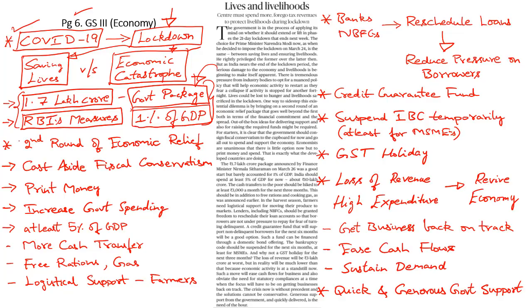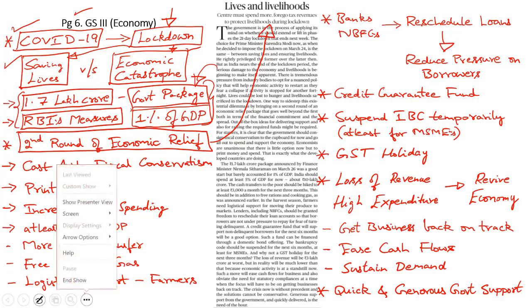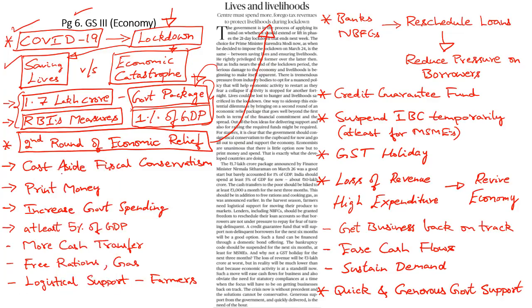So if India has to overcome this economic catastrophe, there is an urgent need for a second economic relief package, not only to save livelihoods, but also to save lives. Because the economic crisis might very well end up killing more people than the pandemic itself. In fact, significant pressure is being exerted by the industry as well for more support from the government.